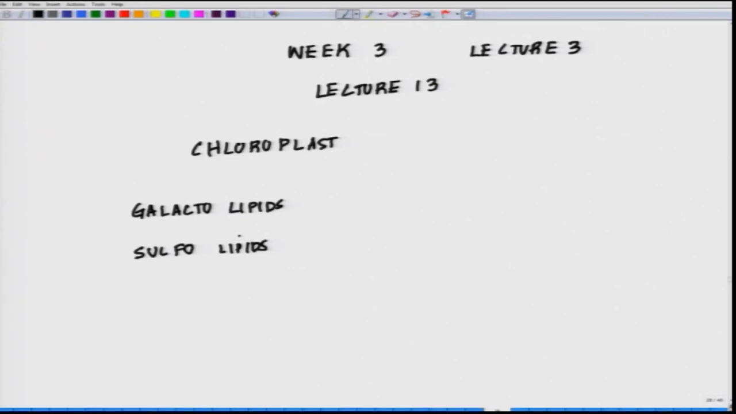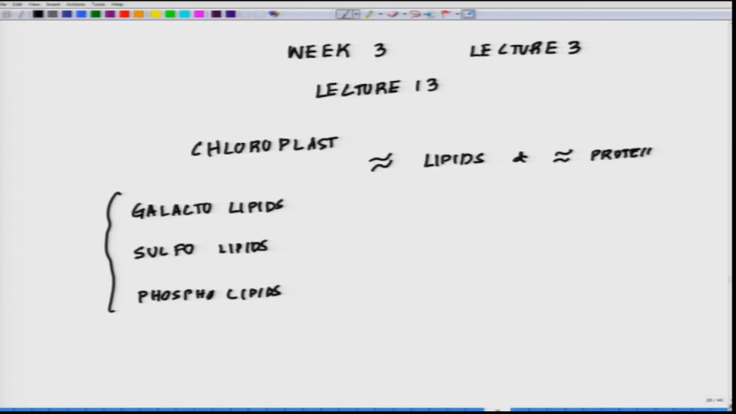And what is the significance? We really do not know so very well. And 10% are phospholipids, and the membrane has almost equal amounts of lipids and proteins. That is what makes up the thylakoid membrane.